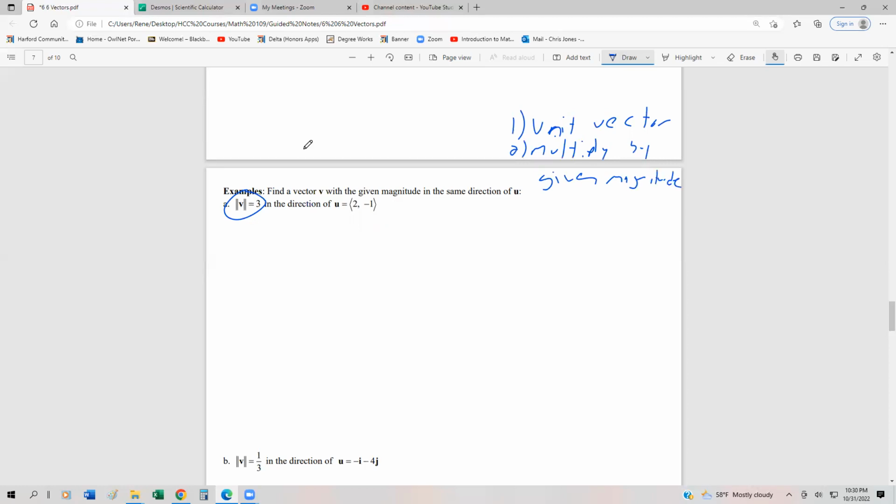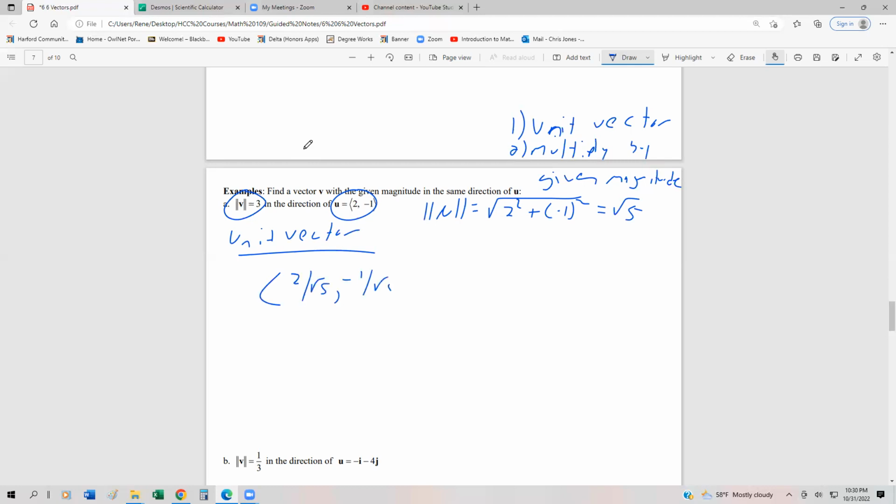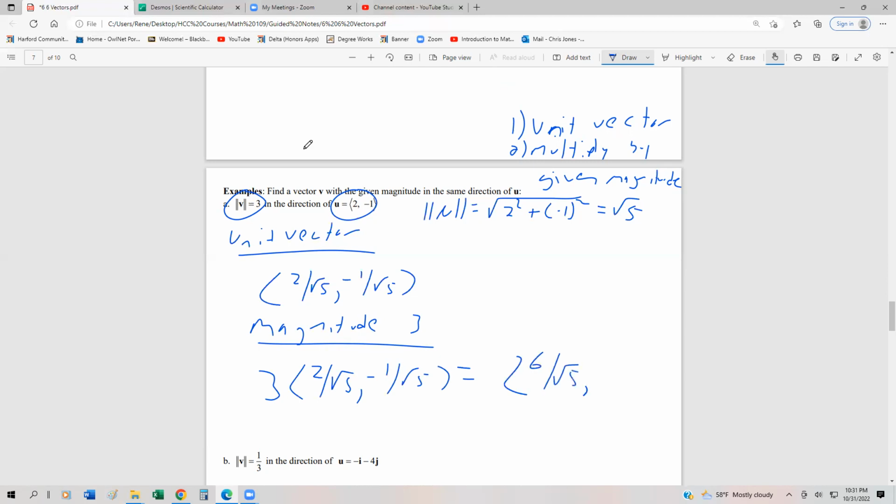Let's say we had the vector 2, negative 1. We find the magnitude of u, which is the square root of 2 squared plus negative 1 squared, which is the square root of 5. So the unit vector in that direction would be 2 over root 5, comma, negative 1 over root 5. But if I wanted it to have magnitude 3, I would just multiply that vector by 3. That would be 6 over square root of 5, comma, negative 3 over square root of 5, and that would be our vector of magnitude 3 in that direction.